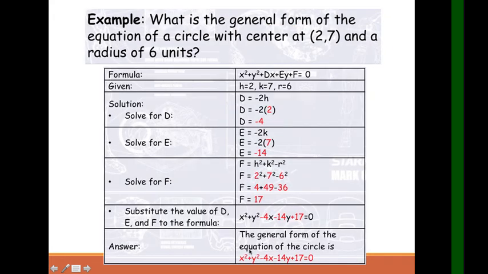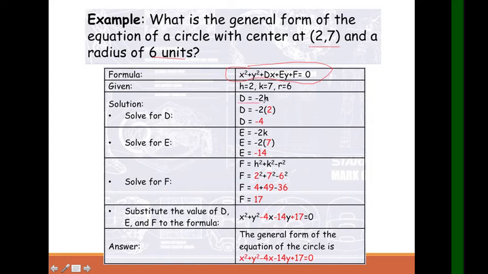Another example, what is the general form? So now we're looking for the general form of the equation of the circle with the center of (2, 7) and a radius of 6. So we have this formula for this general form. We have h equals 2, k equals 7, and r equals 6.